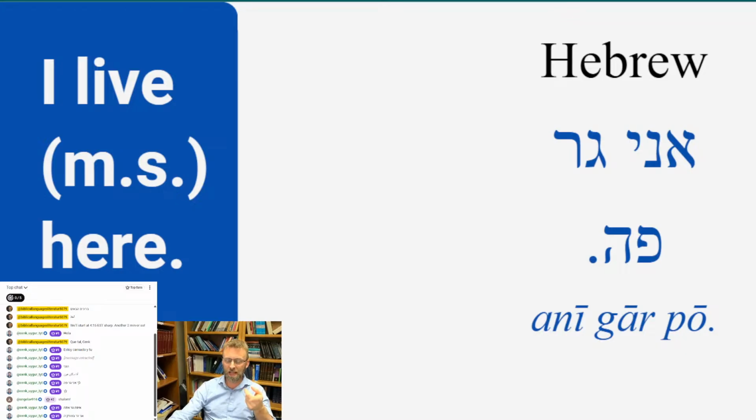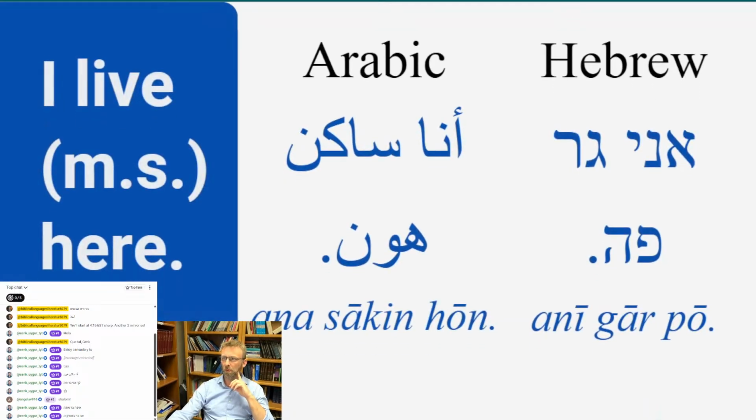Yeah, and I see Jank just didn't write ani gar po. He wrote in the comments, if you're looking at it below, ani gar be Turkia, I live in Turkey. Thanks for sharing that too. And if you want to say I live here in Turkey, you could add the word po. All right, so ani gar po, I live here, and there they both are.